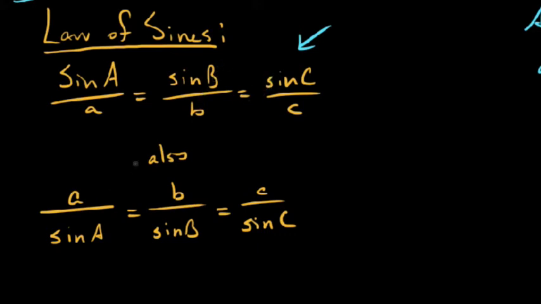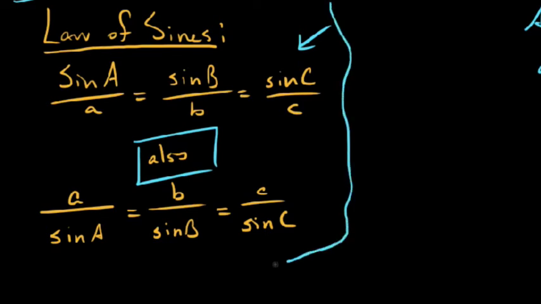It's worth mentioning at this point that the law of sines can also be expressed using the reciprocal of all three of these original ratios. So we say a over sine A is b over sine B is c over sine C. Of the two laws that we deal with, law of sines and law of cosines, this one is the most convenient to remember. So let's talk about its use and its convenience.